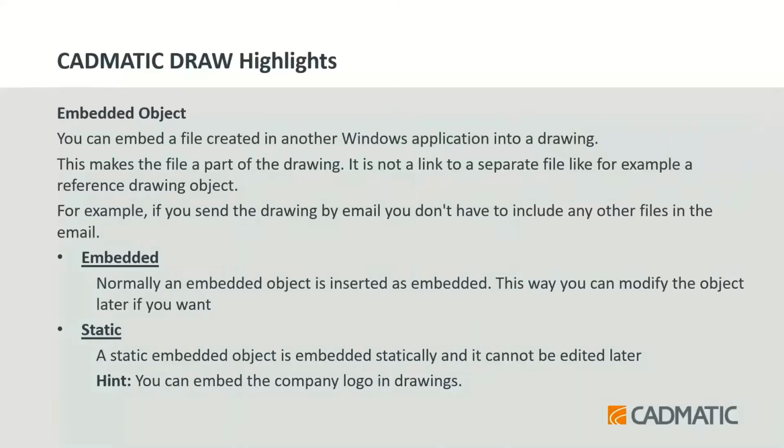Then about embedded objects. You can easily embed a file created in another Windows application into Cadmatic Draw, for example an Excel file, PDF, etc. It will not create any hyperlink to those external files from the Cadmatic drawing, but it actually makes those external files a part of the drawing file in Cadmatic Draw. For example, if you send the drawing file generated in Cadmatic Draw with embedded files via email, you don't have to attach any external file in the email because the drawing file itself contains those external files. That is how embedded objects work.